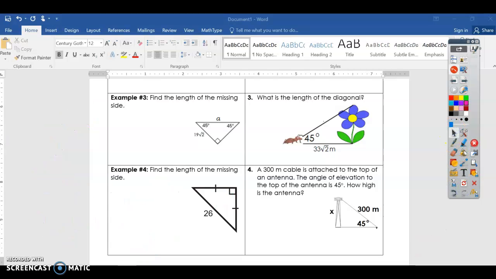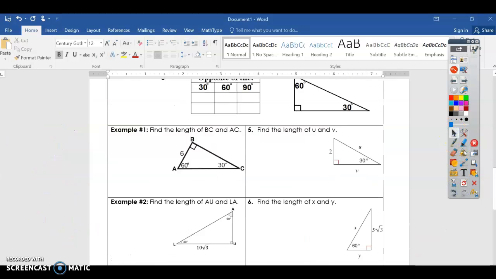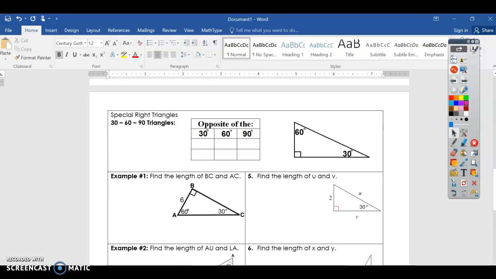Okay, so that's the first type of special right triangle that we can have. The second type is our 30, 60, 90. So that pertains to the angles. The angles of my right triangle are 30 degrees, 60 degrees, and 90 degrees respectively.